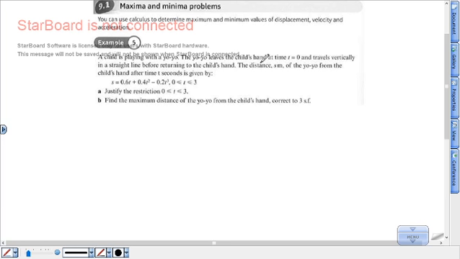The yo-yo leaves the child's hand at t equals 0 and travels vertically in a straight line before returning to the child's hand. The distance s meters of the yo-yo from the child's hand after time t seconds is given by this formula, for t values from 0 to 3. Justify the restriction, part A.